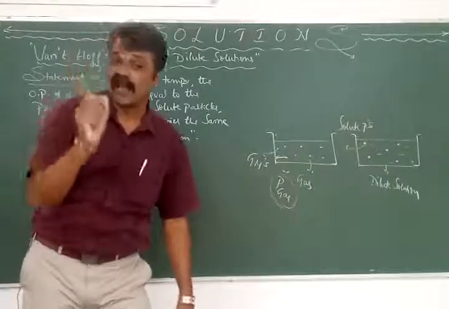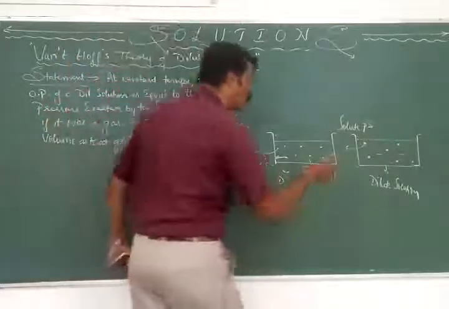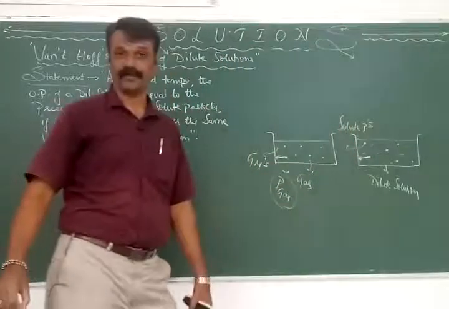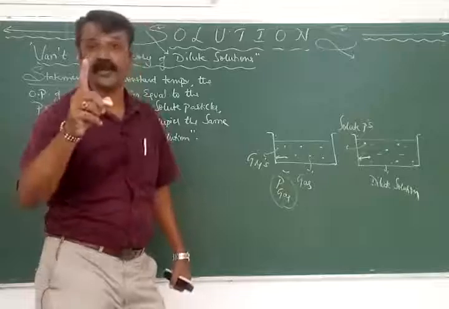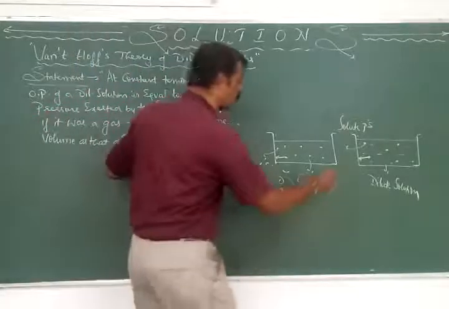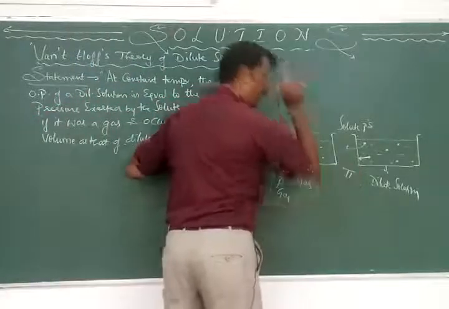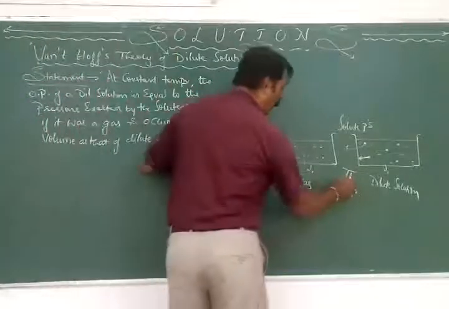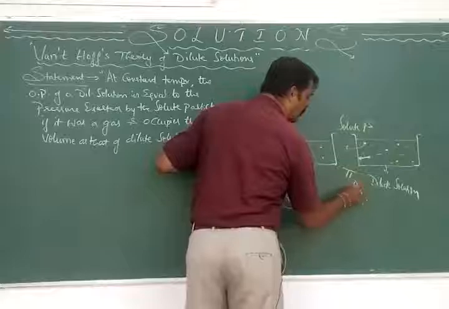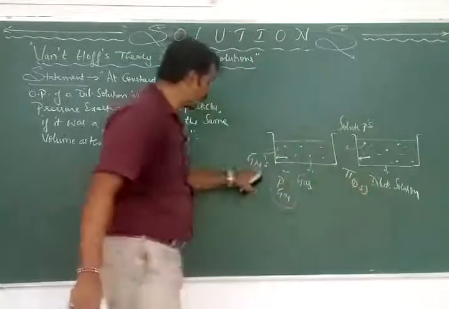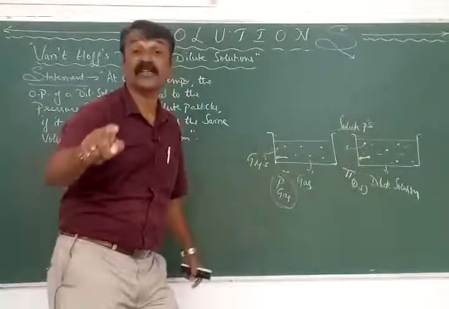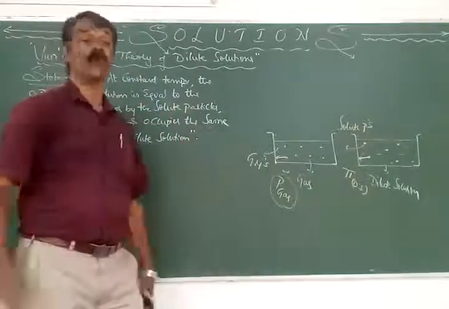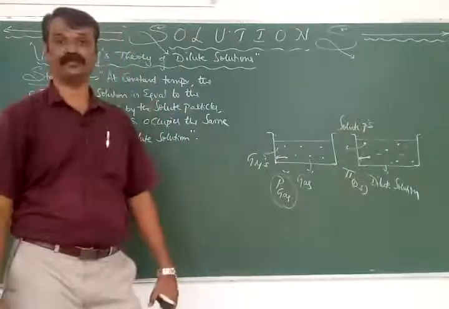Suppose the solute particles collide against the walls of the container, this also creates a pressure, and that pressure is called pi. What is pi here? The osmotic pressure of the dilute solution. In comparison, the pressure exerted by the gas is due to the constant collisions of the gaseous molecules against the walls of the container.